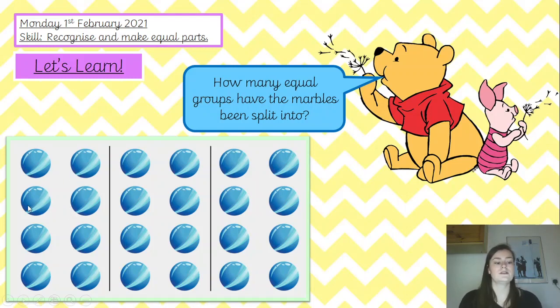We've got 1, 2, 3, 4, 5, 6, 7, 8 in this section. 1, 2, 3, 4, 5, 6, 7, 8 marbles in this section. And 1, 2, 3, 4, 5, 6, 7, 8 marbles in this section. So all of the groups are equal, and there are 3 groups. So the marbles have been split into 3 equal groups. Well done if you said that.